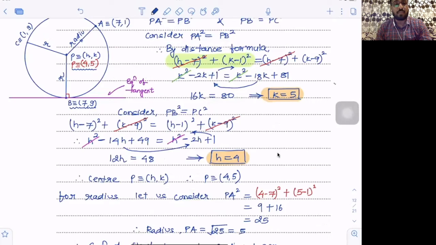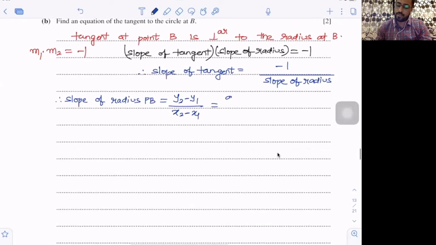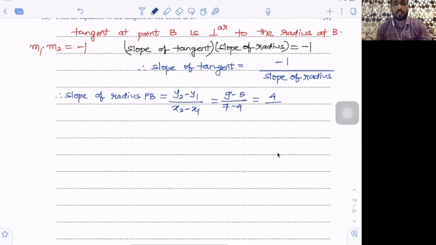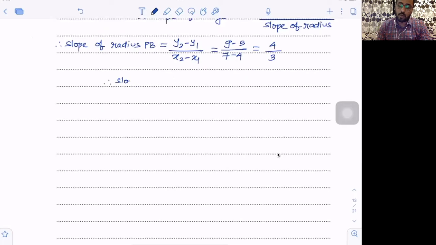Right? So let's go back to the diagram. So y2 minus y1, it's like 9 minus 5, divided by x2 minus x1, so 7 minus 4. So I can write here 9 minus 5 divided by 7 minus 4. So what's 9 minus 5, students? 9 minus 5 is going to be 4. 7 minus 4 is going to be 3. So slope of the radius is 4 upon 3. If the slope of the radius is 4 upon 3, then the slope of the tangent would become how much? So slope of the tangent becomes equal to -1 upon 4 upon 3, or I write -3 by 4. That's the slope of the tangent.